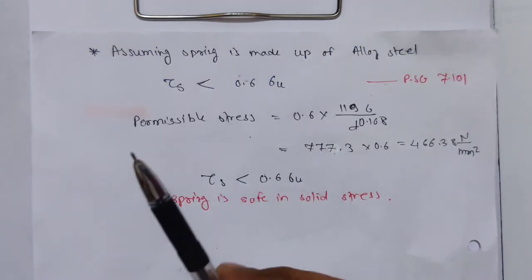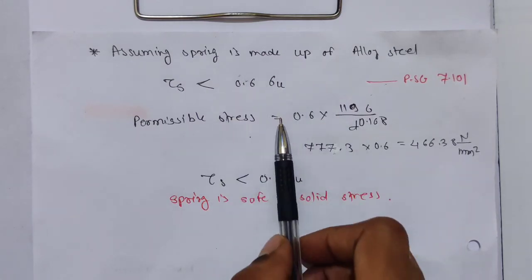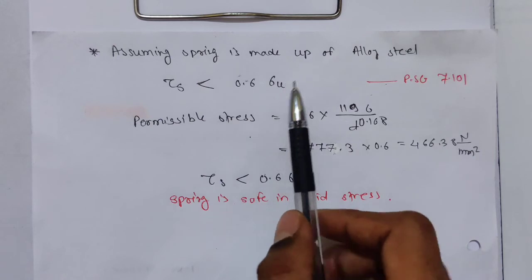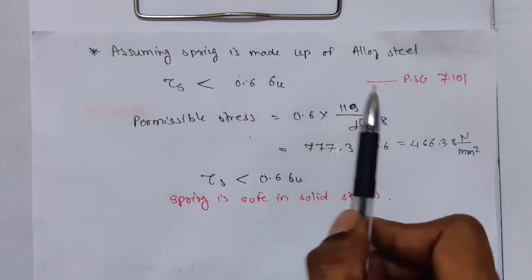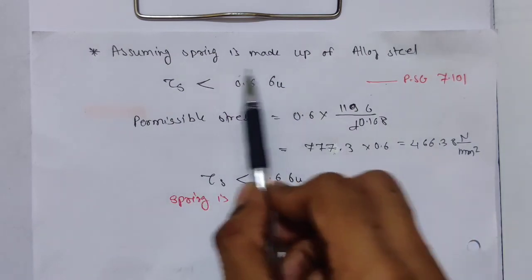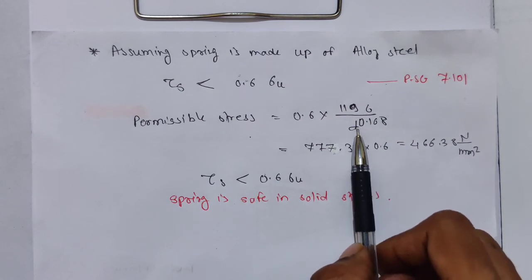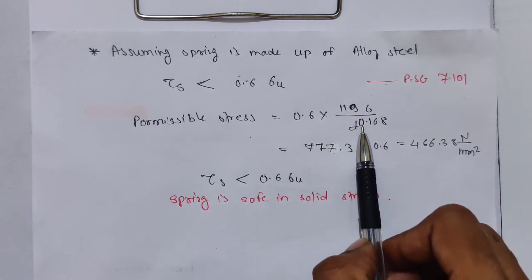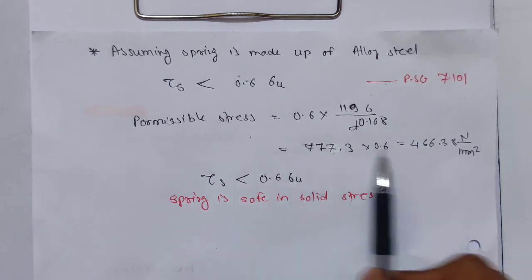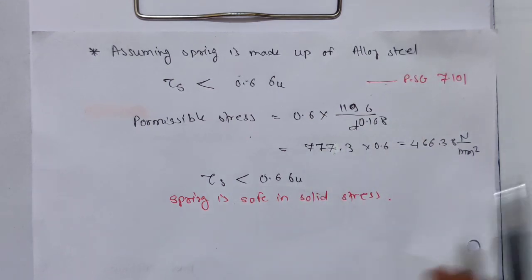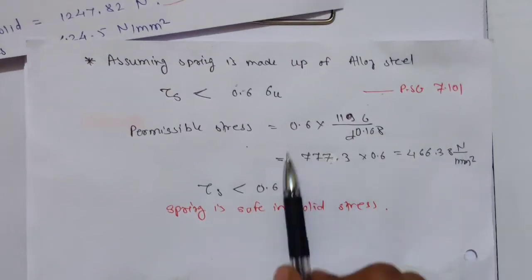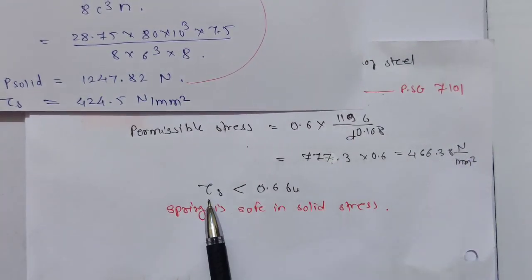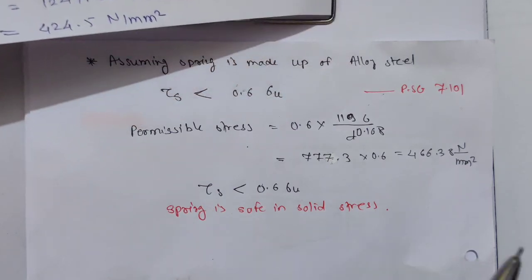In case they ask about solid stress, like in the last problem, where sigma u was given as 1196 upon d raised to 0.168, then the permissible stress will be 0.6 into 1196 divided by d raised to 0.168. Just find the value, and check it against the tau s we just calculated. This permissible value should be more than tau s, then the spring is safe in solid stress.